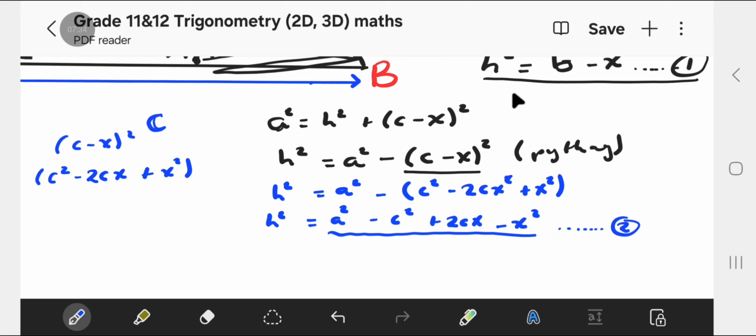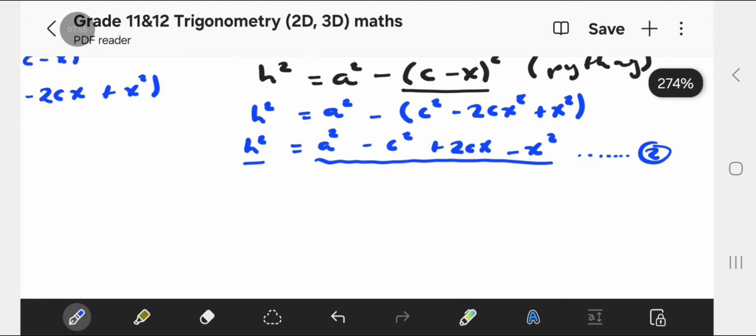So now we're having this equation that is saying H squared is equivalent to B squared minus X squared. So these two equations, we can see that H squared, and since our H is the same, it means that we can equate these two equations, right? We can just equate these two equations.